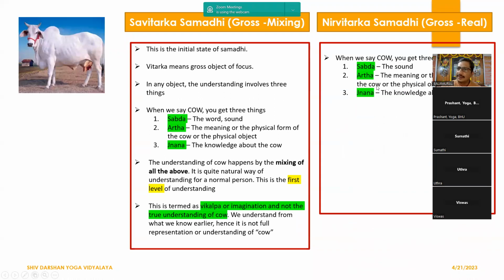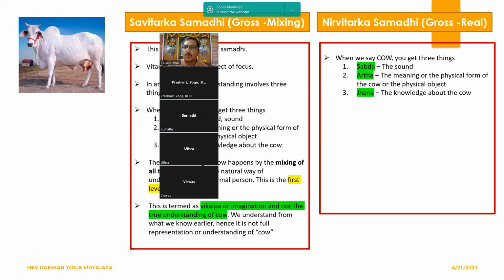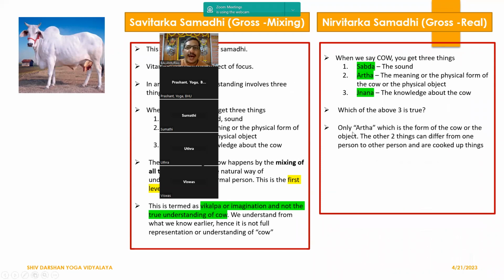Then what is Nirvitarka? The next step. Savitarka is the first samadhi. Nirvitarka is the second, level 2. Now we know Shabda, Artha, Jnana. Which is true? Artha is true, right? Artha means the actual cow. Here Shabda and Jnana go, and only Artha will be there. That means my knowledge will not be there. My knowledge is fully cleaned, empty. I don't need to hear a sound or see a word. I will know exactly about the cow. This comes by higher sadhana.